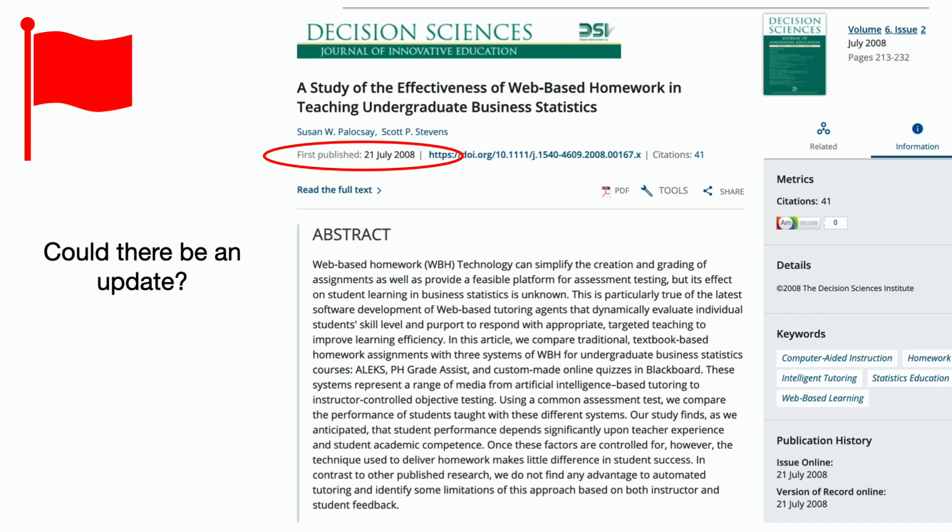My red flag is asking myself, could there be an update? Because this information is 12 years old, is there any chance that, while valid, this information is just a little bit dated? Could there be information that exists that is now more accurate because it is more recent?